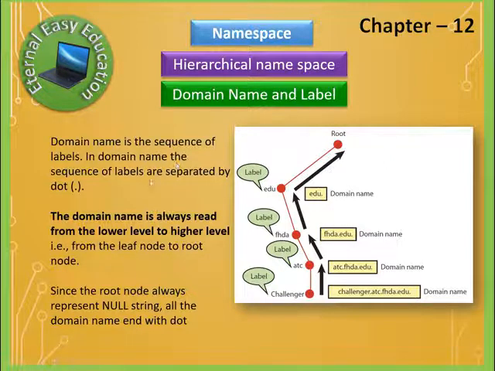In a domain name, the sequence of labels is separated by dots. Domain name is always read from the lower level to the higher level, that is, from the leaf node to the root. Since the root node always represents a null string, all the domain names end with a dot. So here the root represents the dot. So this is the way the name and the labels are combined to form the domain name system.